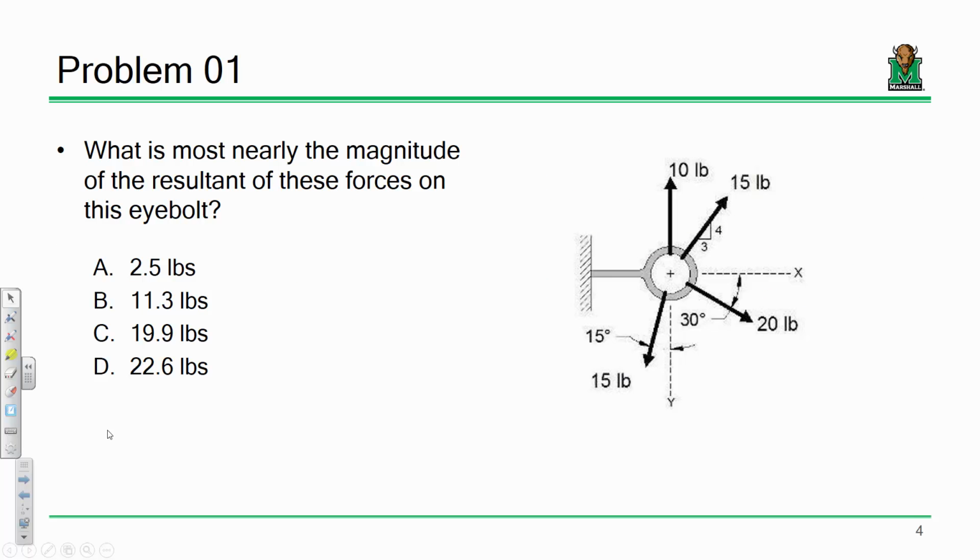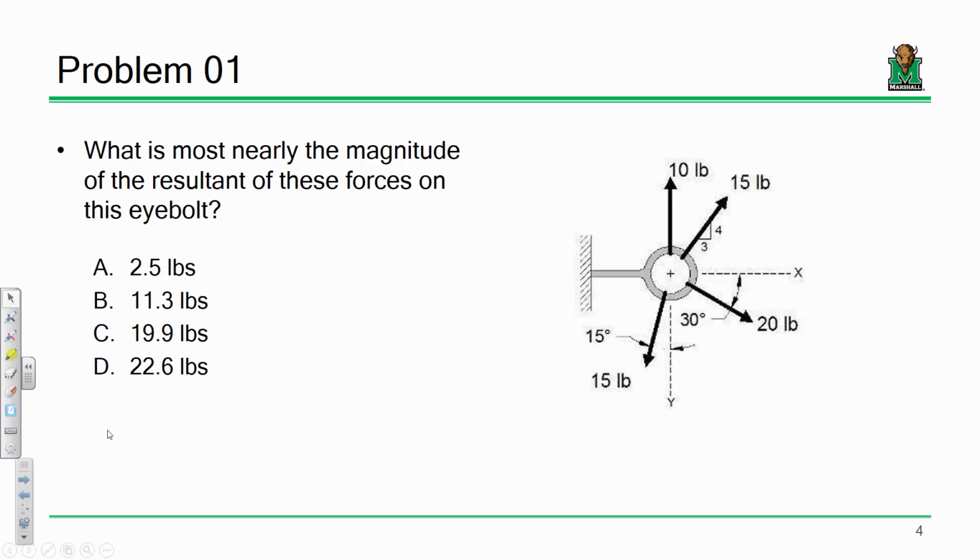What is most nearly the magnitude of the resultant of these forces on this eyeball? This is a very, very typical FE exam problem. A bunch of forces at a common point. This is what's called a concurrent force system. All of the forces are passing through a single point, in this case the center of the eyeball.